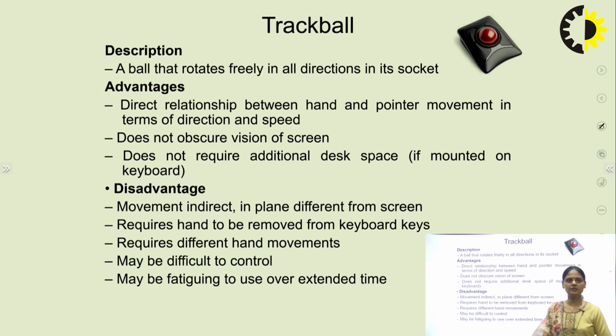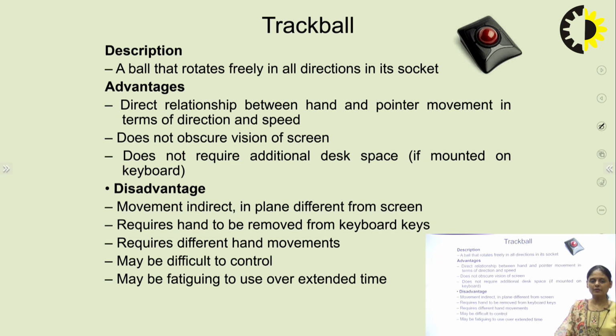As the figure is indicating on the screen, the trackball. We know that the trackball is a ball that rotates freely in all directions, but in its own socket only. Through rotating it interacts with the screen, so it is acting as an input device. The main advantage is the direct relationship between hand and pointer movement in terms of direction and speed. As you touch, you move and you interact with the screen.